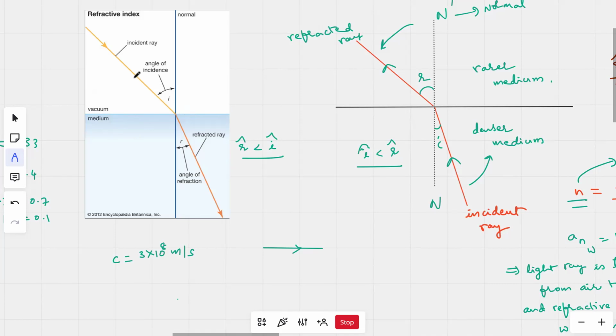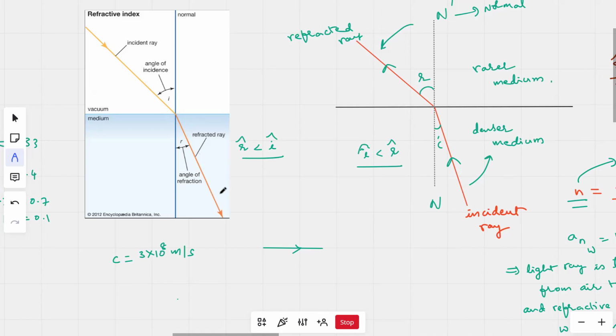Because this is the vacuum, it is the absolute value, and then it has to travel through the medium. That means the medium has some constraints, so it can't travel with that much speed. It is just like a vehicle traveling on a highway, and another one traveling through the countryside. The roads may not be that good, or there may be traffic, so the vehicle has to slow down. In the same way, the light ray has to slow down when it is traveling through the medium.